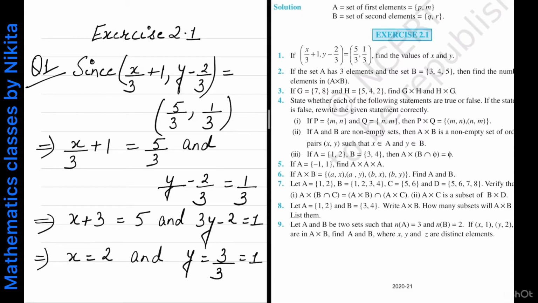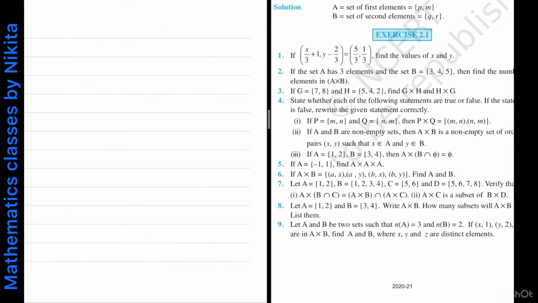You can also check whether the values are correct or not by substituting the values here. So if I substitute the value of x and y here, what I will get? I will get 2 by 3 plus 1. So 2 by 3 plus 1 is 5 by 3, which is right, and substitute y equal to 1 here. So 1 minus 2 by 3 is 1 by 3, which is this value. So our values are correct. Now let's see the next question.